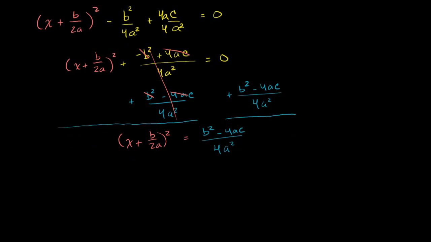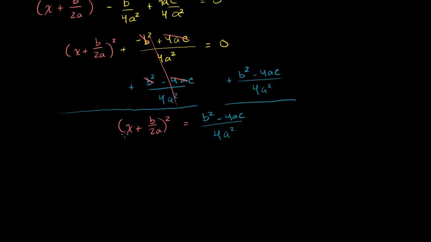Now, the next thing we probably want to do, if we want to really solve for x, is to take the square root of both sides of this equation. So let's do that. And when we do that, we don't want to only take the positive square root, because x plus b over 2a could be a negative number, it could be a positive number. So we want to take the positive and negative square root.